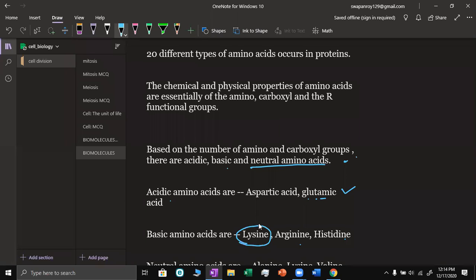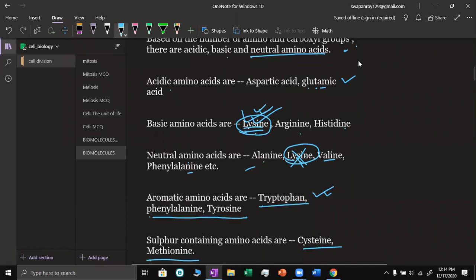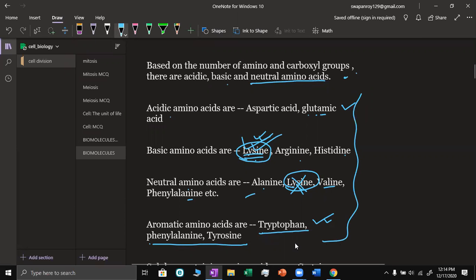Lysine is basic. This is correct. Here, lysine written is wrong. This one is wrong. Okay, this one is wrong. Lysine is basic. So you have to remember this chart from the book. Then you can remember which is acidic, which is basic.